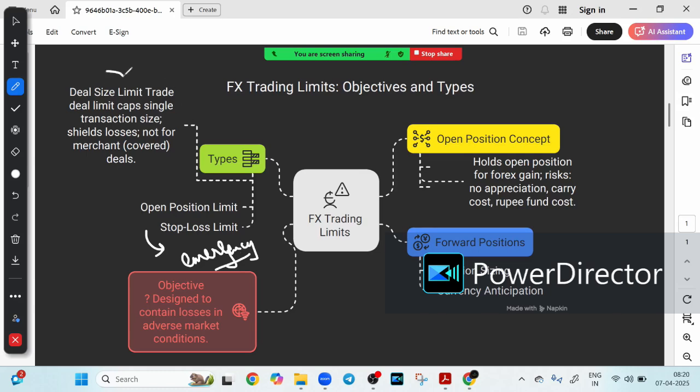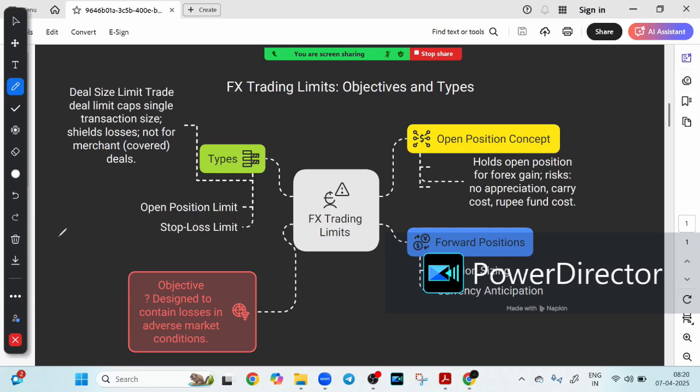And then we have the deal size limit, which sets a ceiling on the size of the individual trade. But remember, this deal size limit is mainly for proprietary deals, not for covered merchant deals.